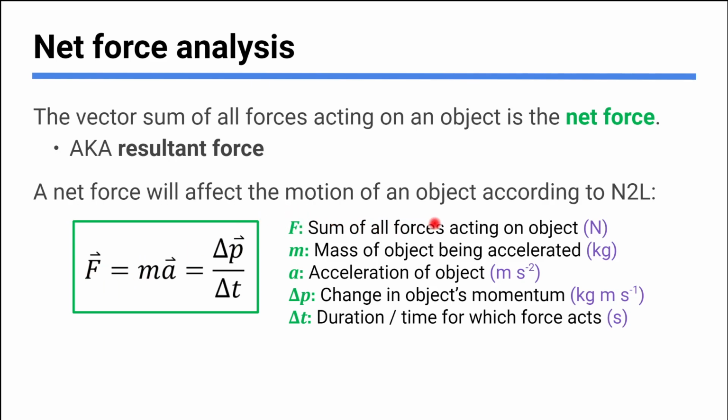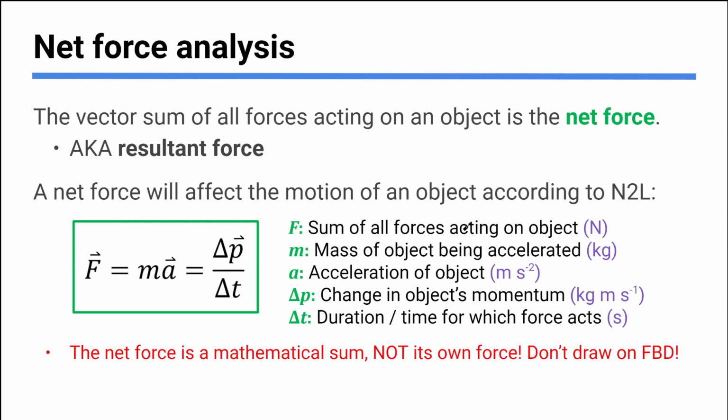It's the sum of all of the forces acting on the object, at least, let's say, in the direction of the acceleration we are talking about. M is the mass of the object being accelerated. So if there are multiple objects with multiple masses, you're talking about the m that's accelerating. A is the acceleration of the object. This is the change in momentum of the object. Delta t is the time that it takes for the force to act. We sometimes call that duration.